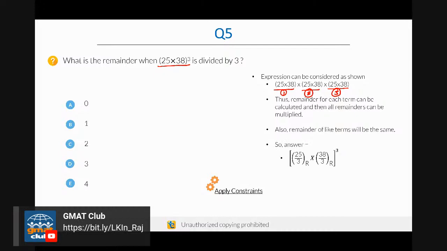So let's find the remainder of 25 times 38, which is the individual remainder of 25 by 3 multiplied by that of 38 by 3. 25 by 3 gives a remainder of 1, and the remainder of 38 by 3 is 2. So that's 1 times 2 to the power 3, which is 2 to the power 3, which is 8. But remember, the constraint is that the remainder has to be less than 3. So we express 8 as 3 times 2 plus 2, and we get choice C as the correct answer.